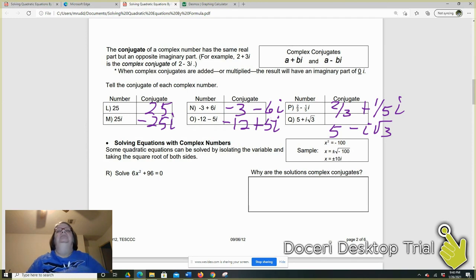Okay, good to go? Now to the solving part. So some quadratic equations can be solved by isolating the variable. We've solved by taking square roots before. This is just going to have an i in it. Okay, so what are we going to do here? We're going to move the 96. Divide both sides by 6. You can do this when there's an x squared term, but not an x term.